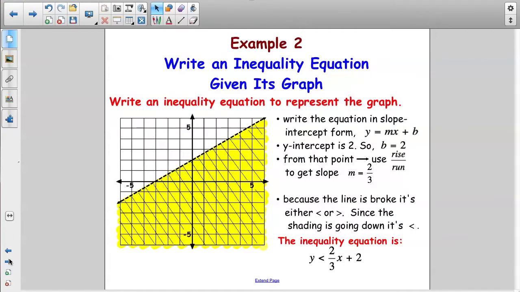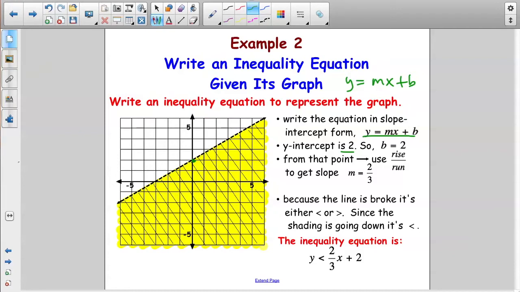Okay, so now write an inequality equation given the graph. Okay, now we're going backwards. So with this, we have to go back to our grade 9 and 10 days, and because we know it's a line, it comes from this mx plus b form. Okay, so we want to write an equation. So we have that in our brain from grade 9 and grade 10. So what is the y-intercept? Well, it's right there. So we know it's 2.